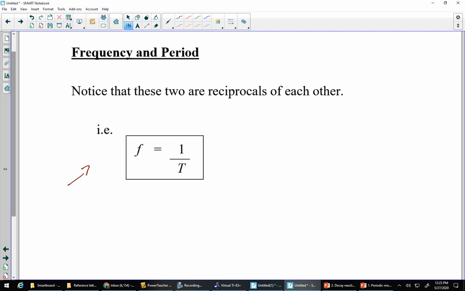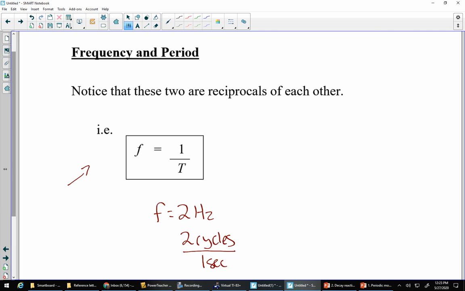So let's say that I had a frequency equal to 2 hertz. Let's just think about this for a split second. 2 hertz, that means 2 cycles in 1 second. 2 cycles in 1 second. So how long does 1 cycle take? Well, it's 2 in 1 second. It should take half a second.